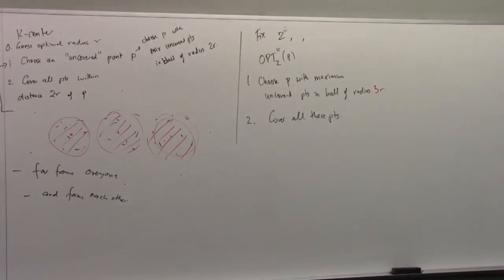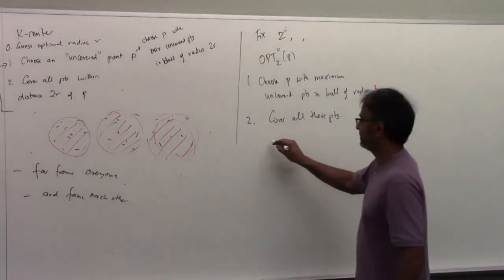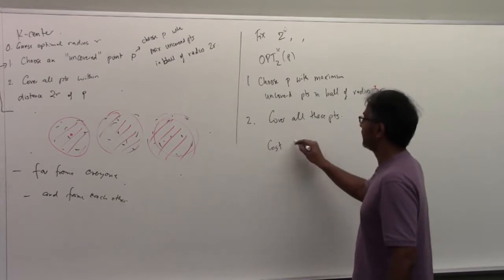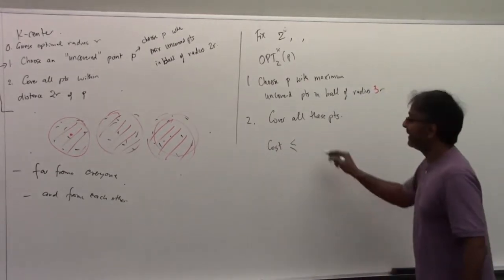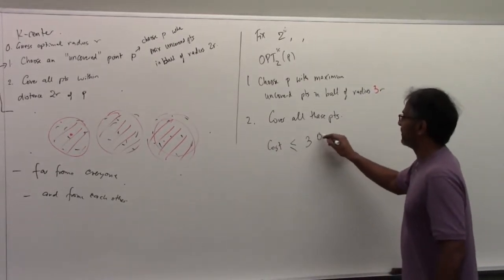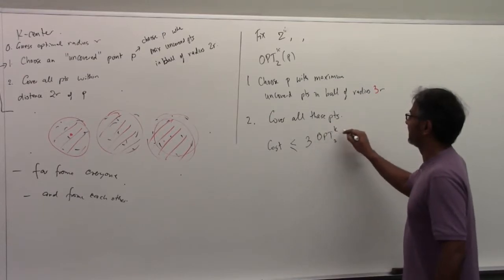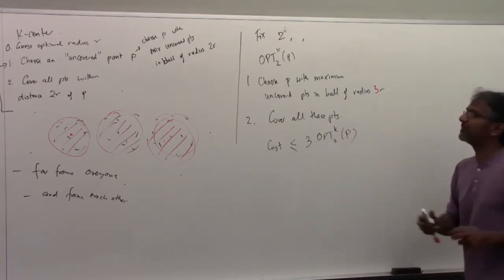That's it. And the resulting clustering you get, okay, so after you pick k points, the resulting cost you get, you can show, the cost of your algorithm is going to be less than or equal to 3 times the optimal cost for, again, k points and c points.